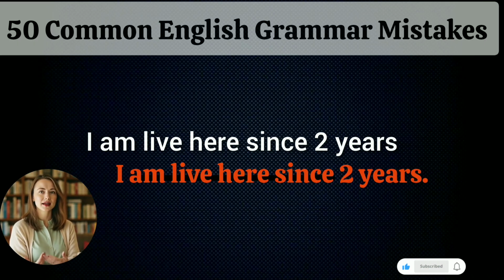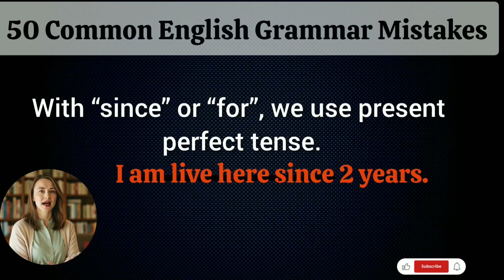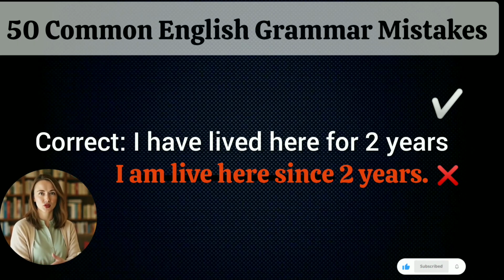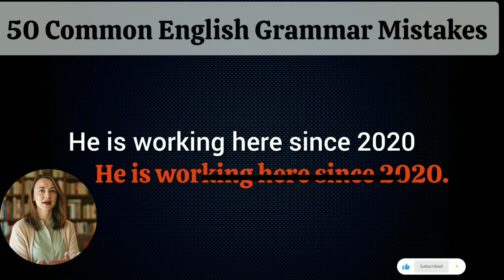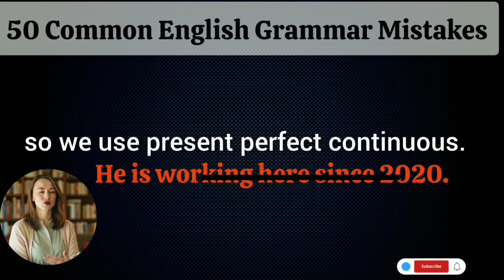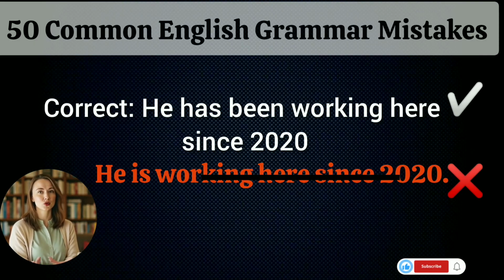"I am live here since 2 years." With since or for, we use present perfect tense. Correct: I have lived here for 2 years. "He is working here since 2020." The action is still continuing, so we use present perfect continuous. Correct: He has been working here since 2020.